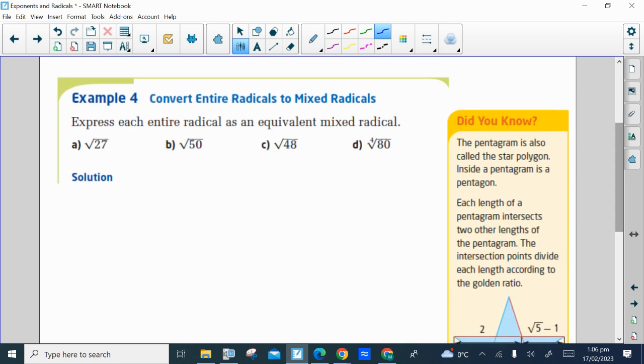This next question, again, we're working backwards now. We have entire radicals. We want to write them as mixed radicals. So the root of 27, that's a square root. So we want to find the largest perfect square that divides into 27, and that'll be root 9 times root 3. The square root of 9 is 3, so we'll get 3 root 3.